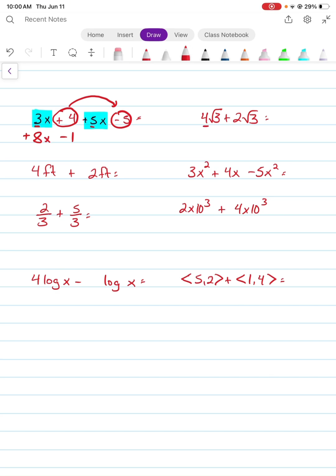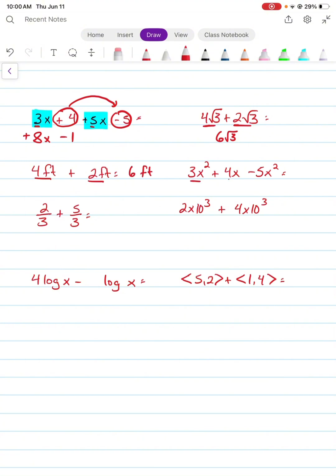Again, a number out front tells you how many of something you have. If you have 4 root 3's and you add 2 more root 3's to that, you get a total of 6 root 3's. Notice that the root does not change. 2 feet plus 4 feet is equal to 6 feet.